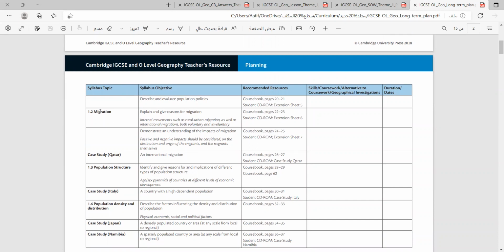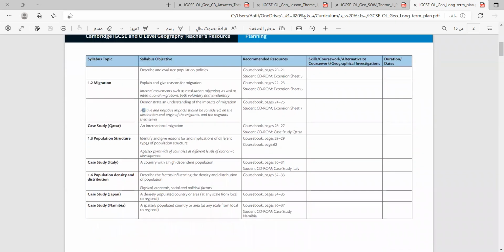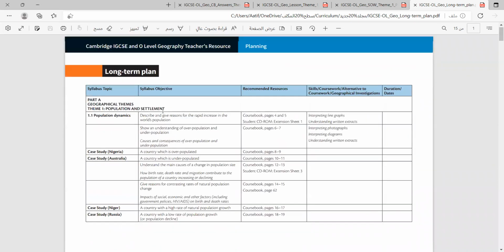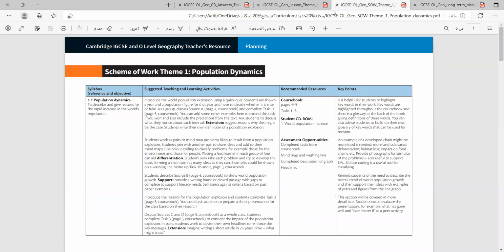The second lesson will be migration. And in the second lesson, we are expected to give an explanation and give reasons why people migrate and what are the positive and negative impacts that we should consider when talking in this lesson. But overall, this is just an overview. We don't want to go too deep. We can move now to the book and talk more about the theme.